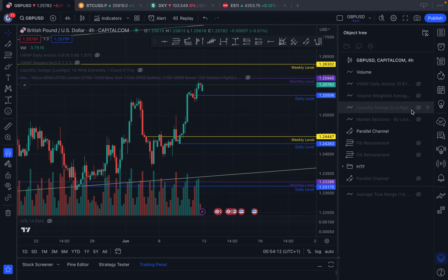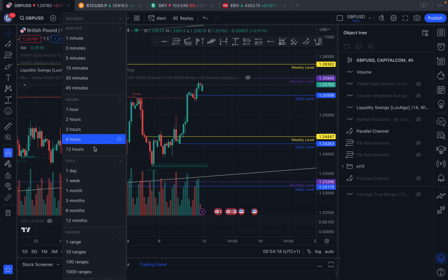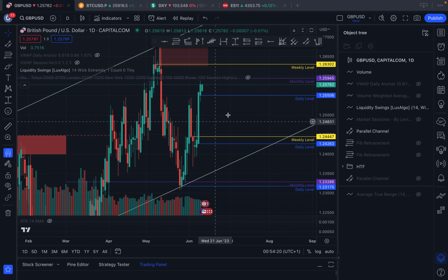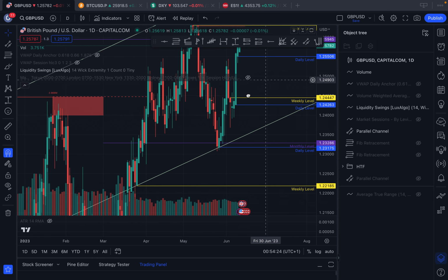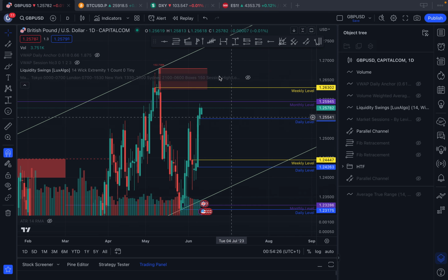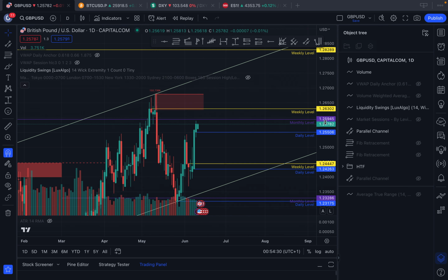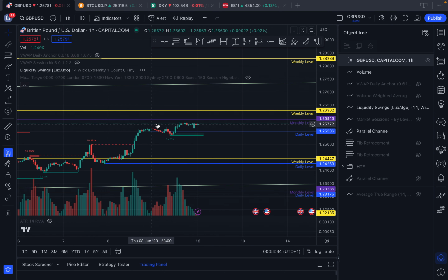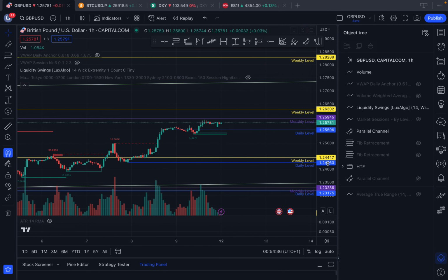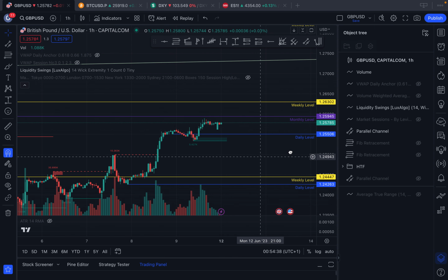I also like this one as well, the liquidity swing, like I mentioned. You just have to work out which chart is good for you. So you go to the daily, because sometimes it won't give you the exact amounts. So it's giving us, at the top of the channel, this level here. Let's go for the hour chart. It's just giving us this little support here, saying there's liquidity there.